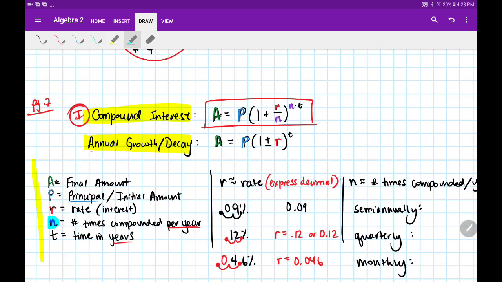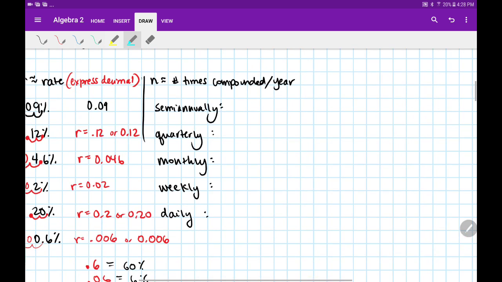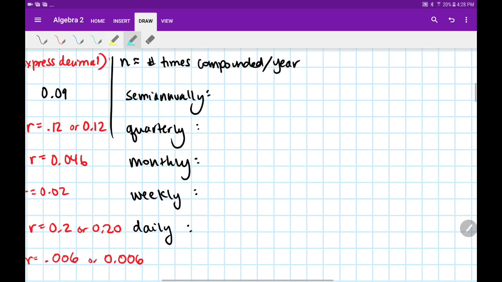Okay, the next thing that might give people a little trouble from this first formula is the N, which I've highlighted in purple, or now in blue. And N represents the number of times you're compounding interest per year. So if I say, hey, it's going to be compounded semi-annually.